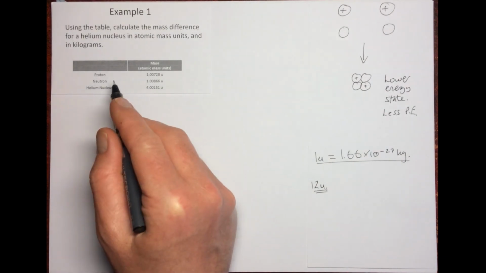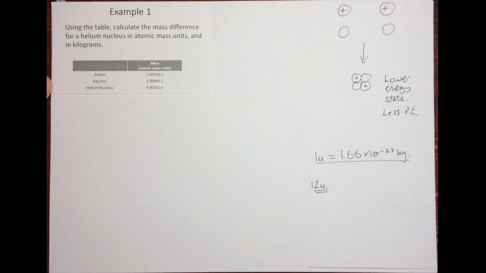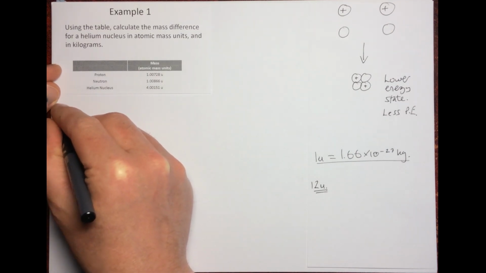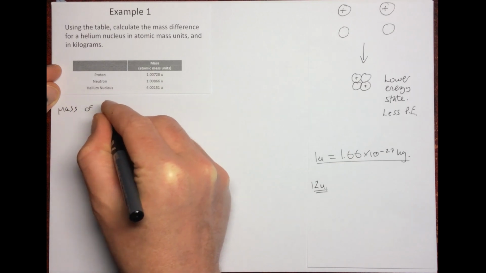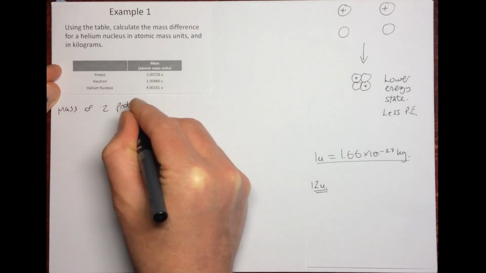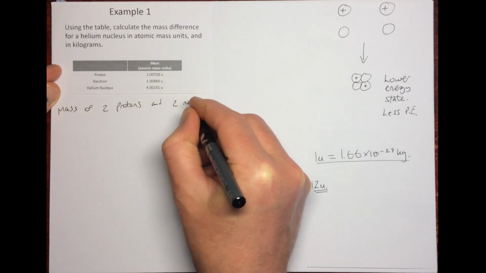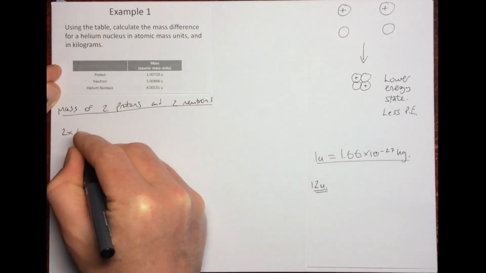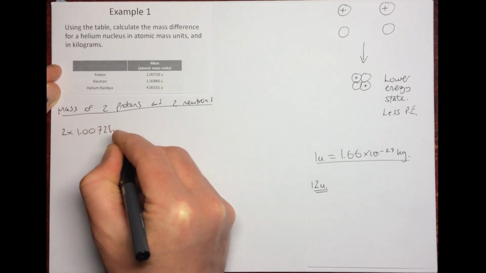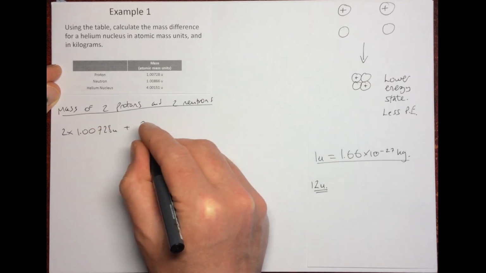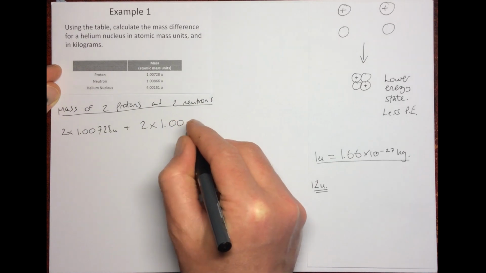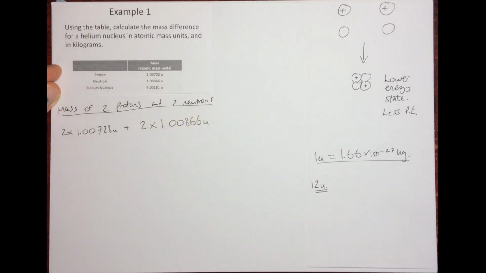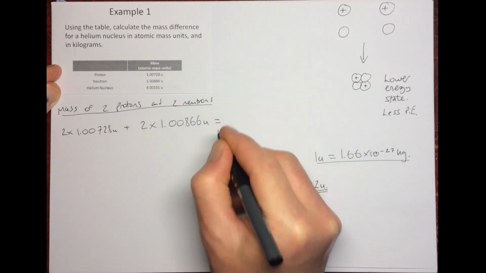So we know that a helium nucleus is two protons and two neutrons. So we're going to calculate the mass of the individual nucleons, so the mass of two protons and two neutrons. That's what we're going to calculate here. So we're going to do 2 times 1.00728U, because that's the mass of a proton, plus 2 times 1.008666U, because that's the mass of a neutron in unified atomic mass units.